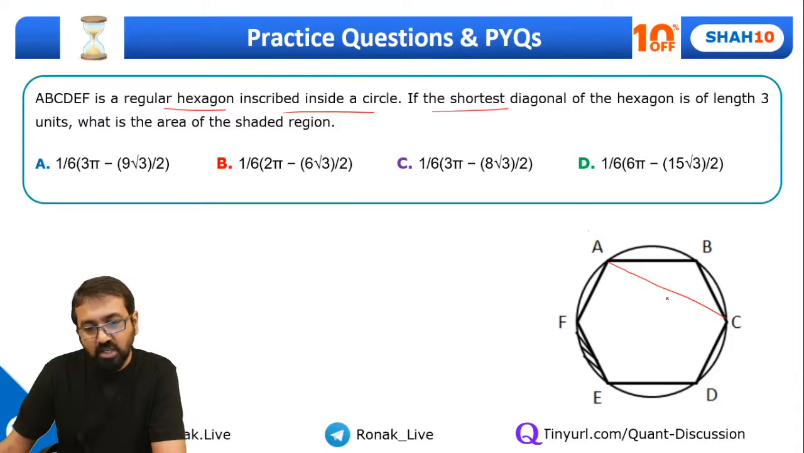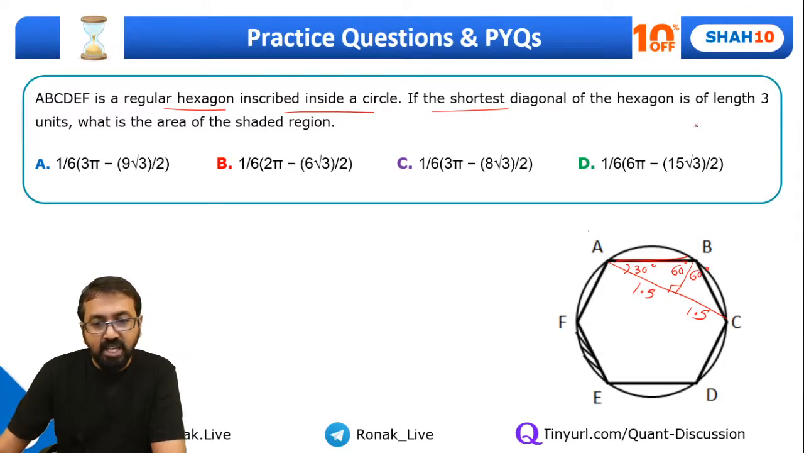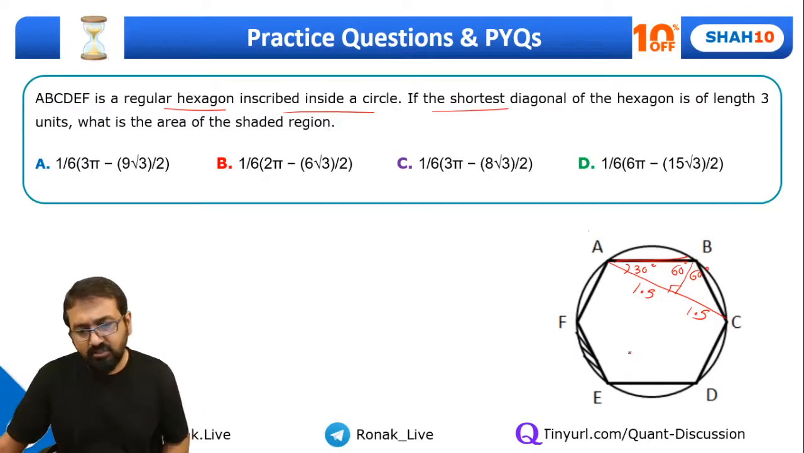So of course, if I just drop a perpendicular over here, so this will be 1.5, this will be 1.5, this is perpendicular and this will be 60. 60, this is 30, right? So this is again a 30, 60, 90 triangle, and you can find out the measurement of sides and so on and so forth. What is the area of the shaded region? You need to find the area of the shaded region. Very simple. So let me connect it this way.